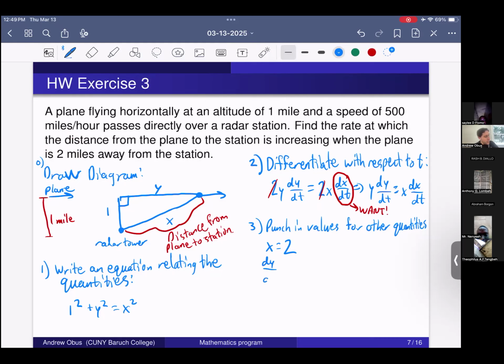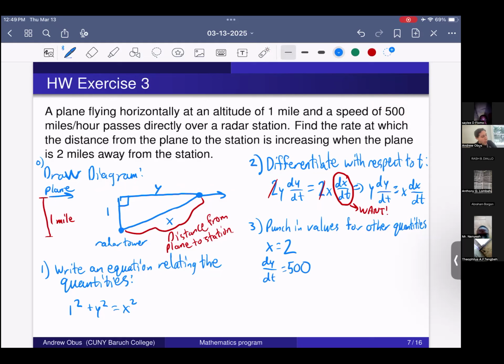dy/dt we know because dy/dt is just the speed of the plane, right? y is how far away the plane is along a horizontal line from the radar tower. And so if y is its position, we know that the derivative is its velocity. That's its speed. So dy/dt is just the speed, and that's given to us. So that's going to be 500 miles an hour.